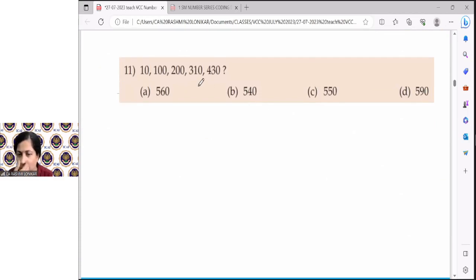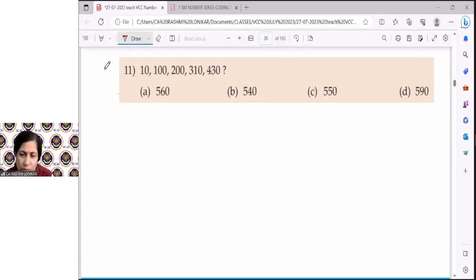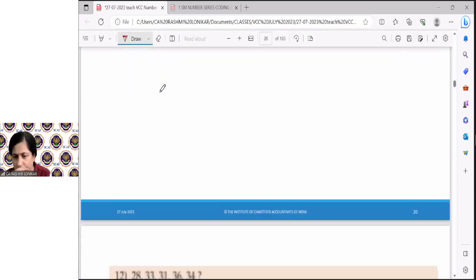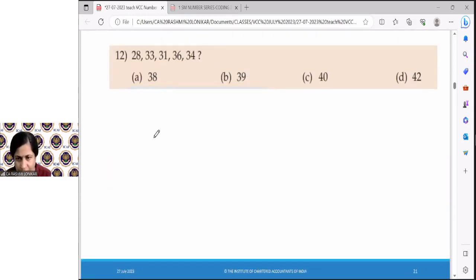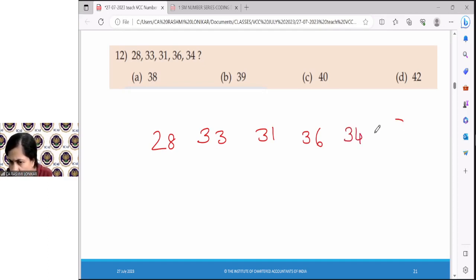Now the next question, this 11th is same as second question. Okay, same as question number 2. Okay, now let us see. This is 28, 33, 31, 36, 34, and question.